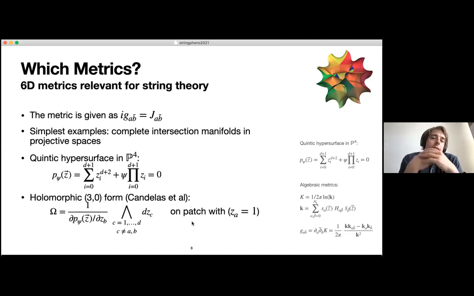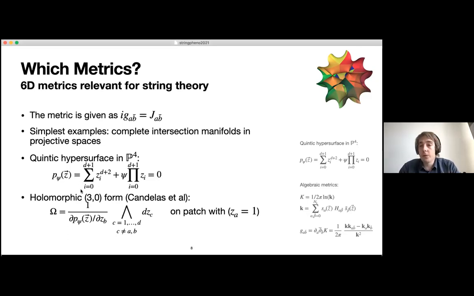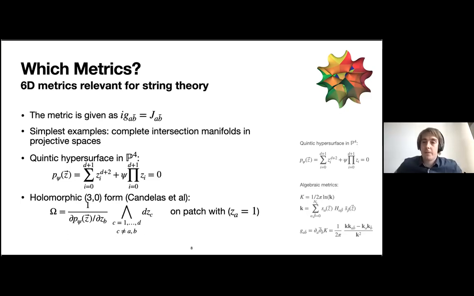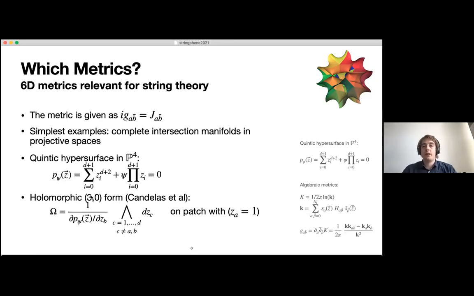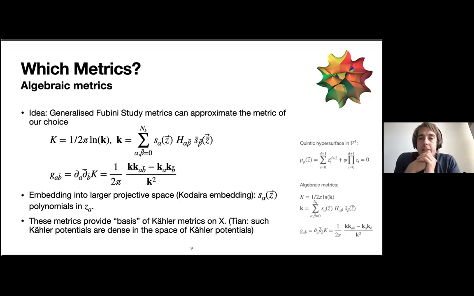Now, the simplest examples that we can start with are the complete intersection manifolds in projective spaces. A typical toy example would be the quintic hypersurface in P4, and we want to understand the metric of those. As I've seen on the previous slide, there are other structures, obviously the (3,0)-form, which we explicitly know, but what we're obviously interested in is the Kähler form. Now, how can we get the metric?